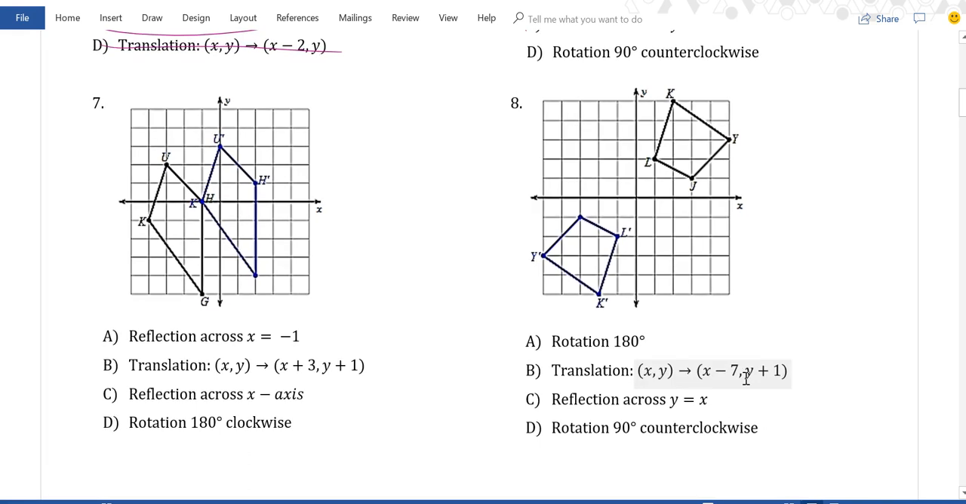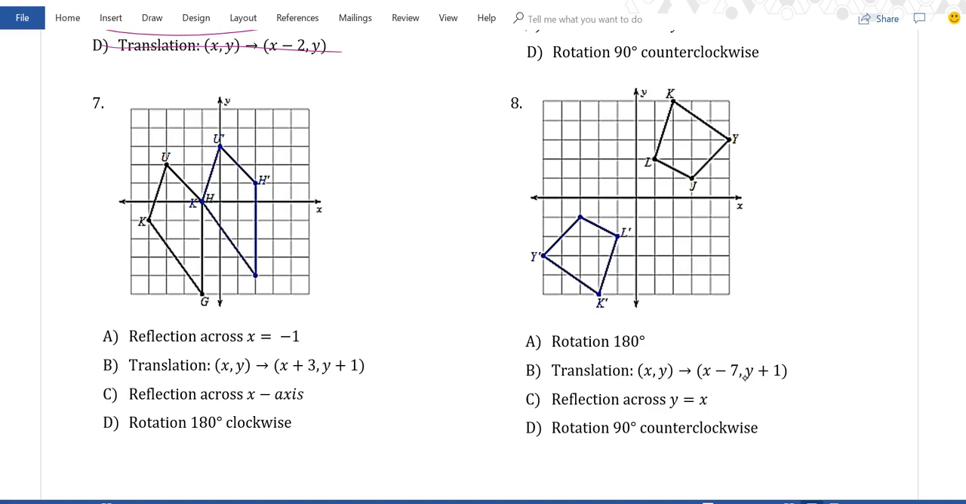All right, number 7. As always, we check our translations first. We have to make sure the translation works for every set of points, so I'm always going to look for that one first. Here we only have one option that's a translation. If we had more than one, we'd check them all. It's saying right 3, up 1.